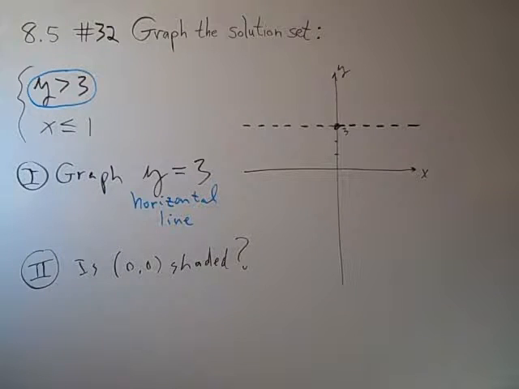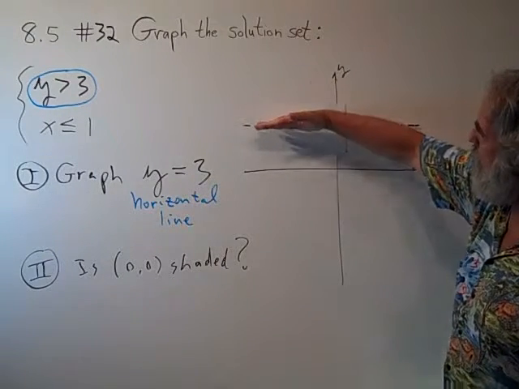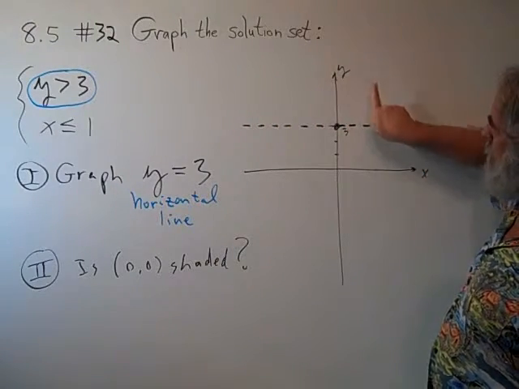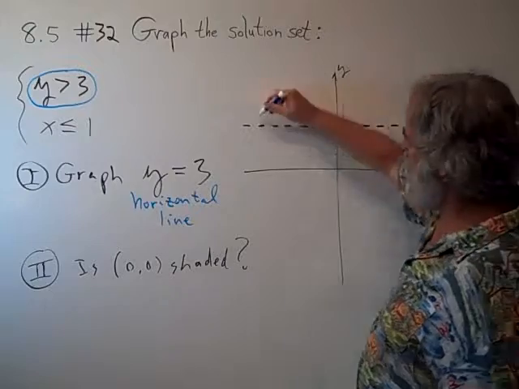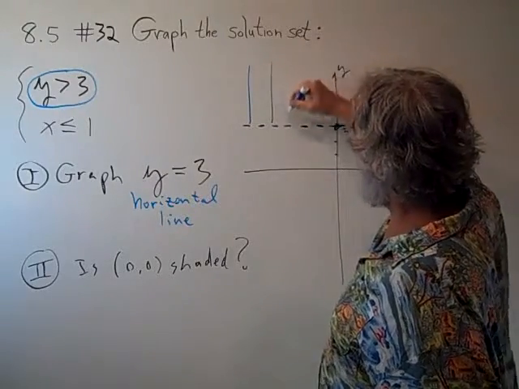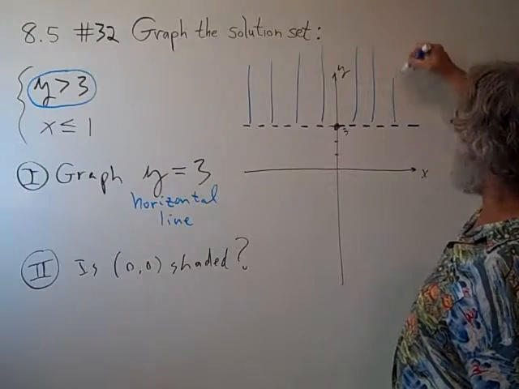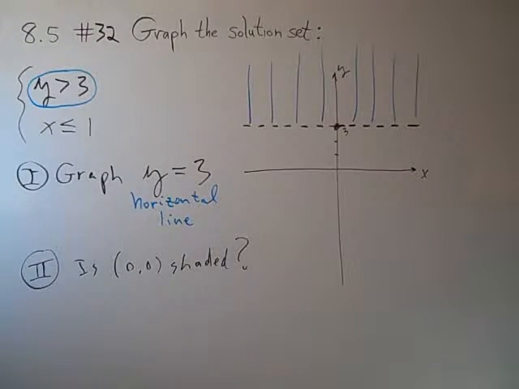Now y bigger than 3, if this is a height where y is equal to 3, when y is bigger than 3 we're talking about points that are above 3, higher than 3. So that's the solution to the first inequality.